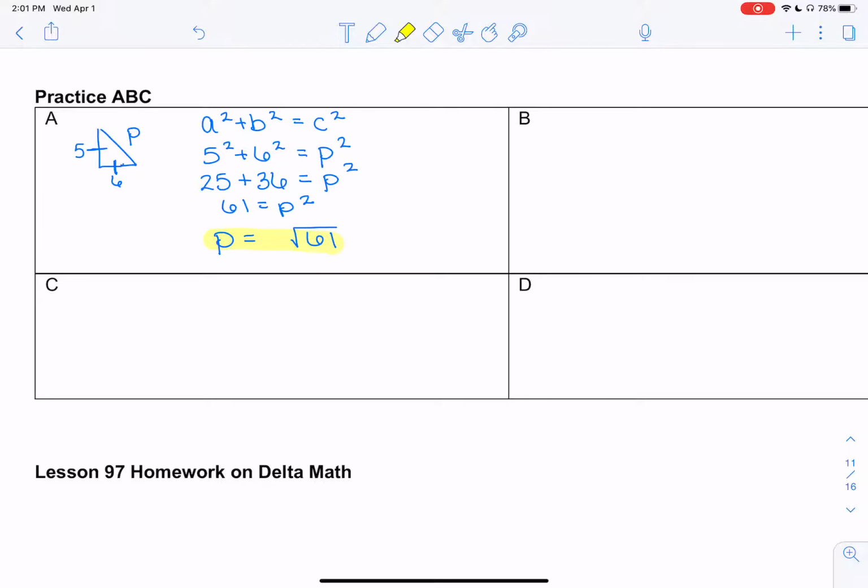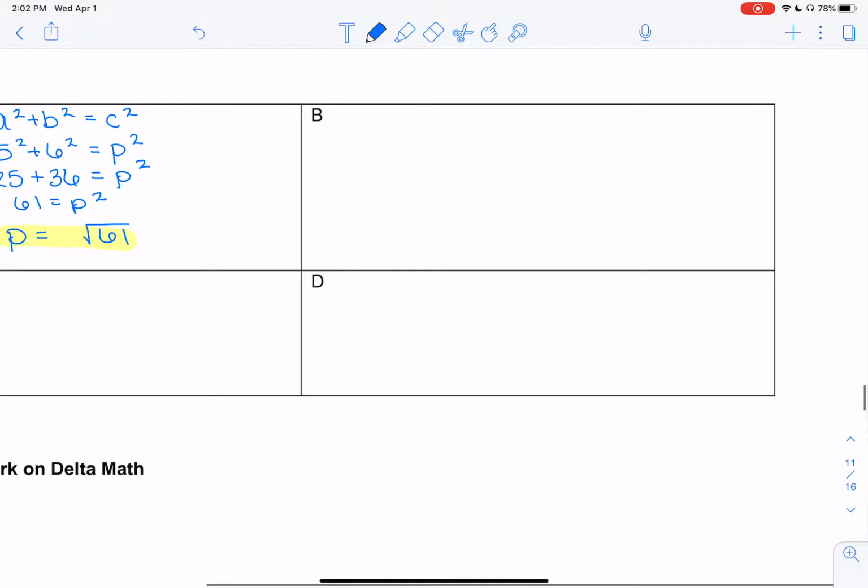All right, going over here to question B. A squared plus B squared equals C squared. I have a triangle with side lengths F, 5, and 15. This time you have to notice that the missing one is not the hypotenuse. Okay, it's actually one of the side legs. So I'm going to plug it in for A. I get F squared plus 5 squared equals 15 squared.